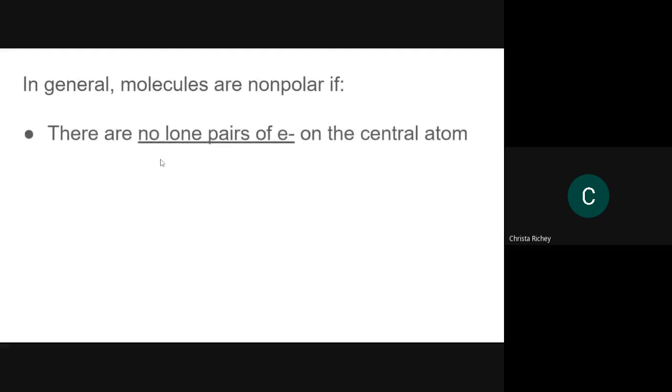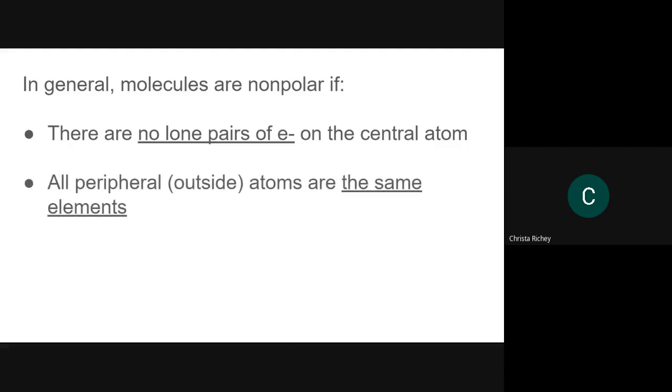If there are no lone pairs of electrons anywhere, it should be nonpolar. That specific region of electrons is normally what causes polarity. If your satellites, the things on the outside, are all the same, those tend to be nonpolar. So this was carbon tetrachloride. And if I replace the chlorines with bromine, that would be carbon tetrabromide.